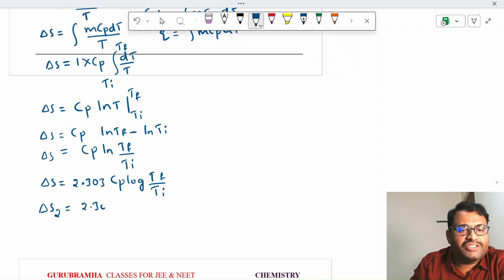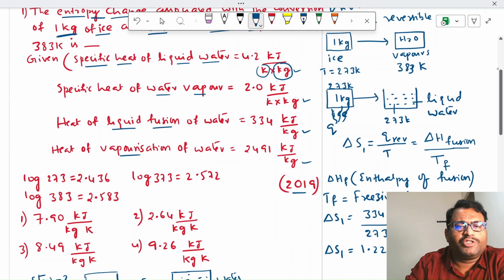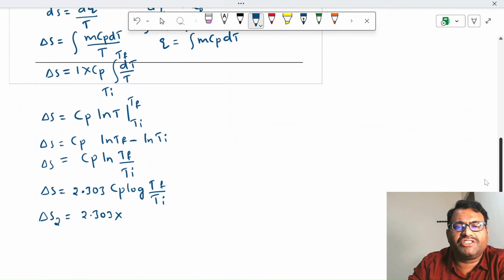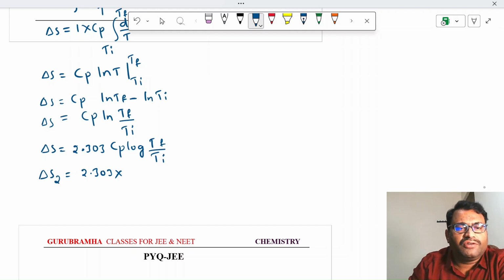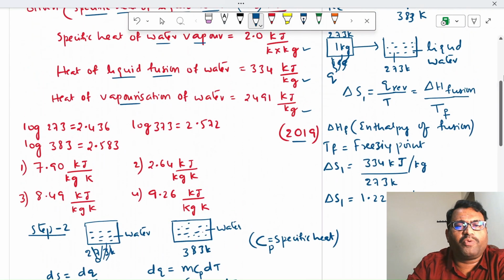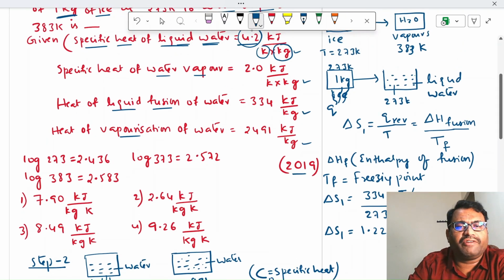So 2.303. What is Cp given for liquid water? The specific heat of liquid water is given here, you see, 4.2 kilojoule per Kelvin per kg. Already the water is 1 kg, so as the mass is 1 kg, we are just using the Cp given. Specific heat is 4.2, given here, you see.